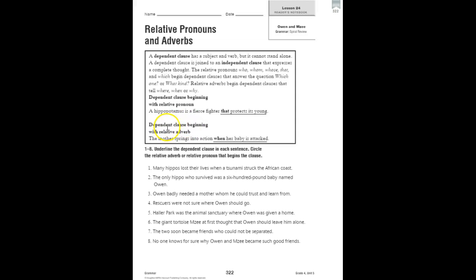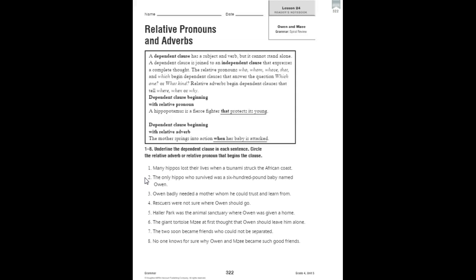Here's a dependent clause beginning with a relative adverb. The mother springs into action when her baby is attacked. That tells when, where, or why. So it's a relative adverb. Your job on this sheet, this is a review, is to underline the dependent clause in each sentence, the one that cannot stand alone, and then circle the relative adverb or pronoun that begins the clause. Okay, again, this is page 322 in your reader's notebook.